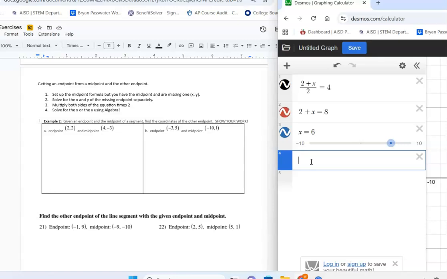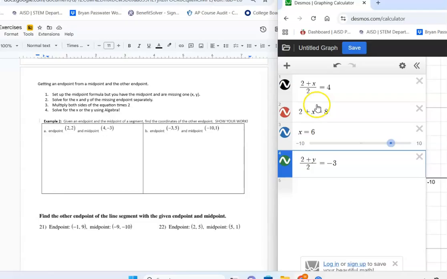Now I have to do the exact same thing with the y values. So that is 2, because that's the y value of this endpoint, plus our y value, divided by 2, is equal to, in this case, negative 3. This 2 comes from that 2. It's always divided by 2 because there are two things.